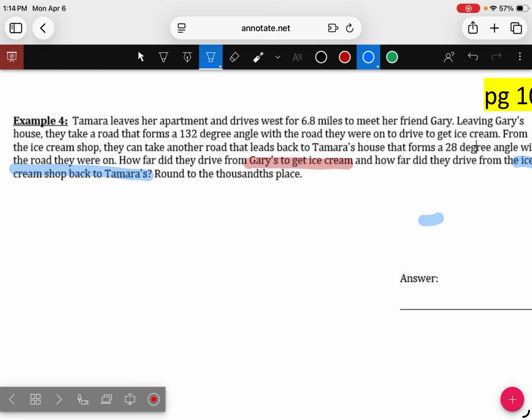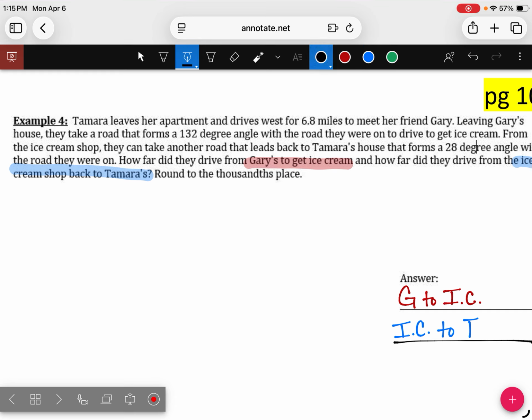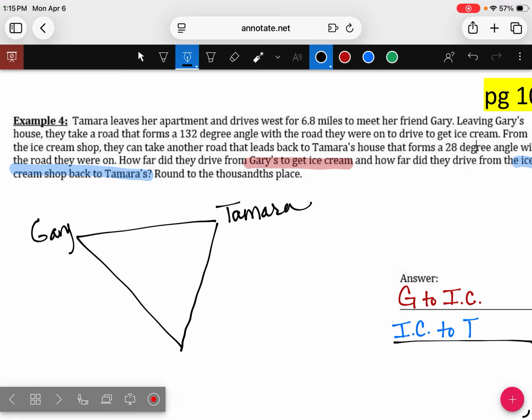So the first question that we're going to answer is Gary to ice cream. I'm going to just abbreviate that. And then my second one is ice cream to Tamara's. All right, let's draw it out. So we got our triangle. I'm going to say Tamara's house is right here. The first place she went was to Gary's house. She drove 6.8 miles to get there.